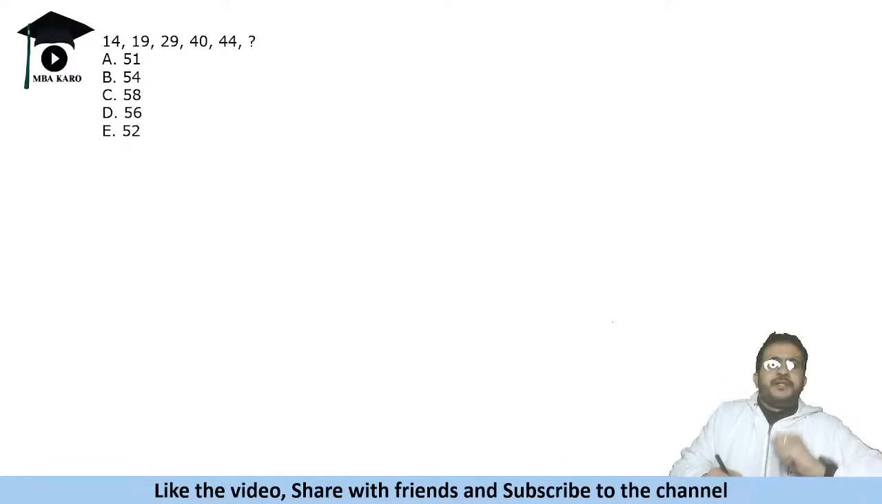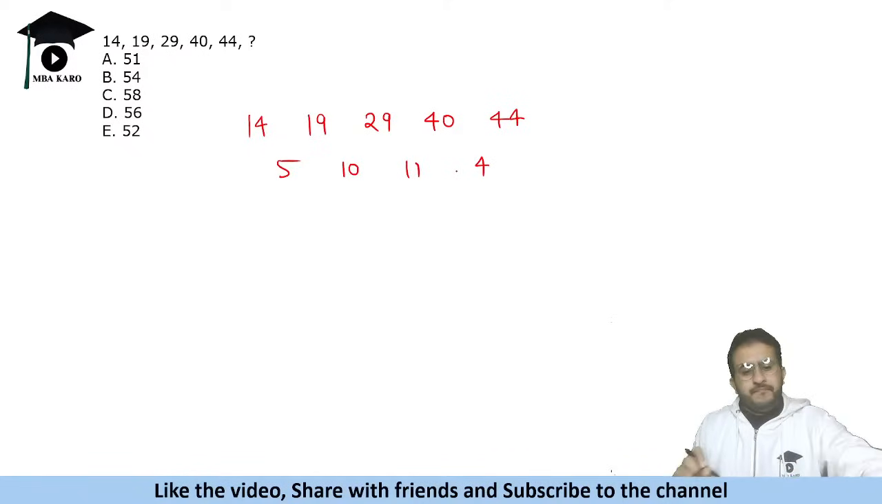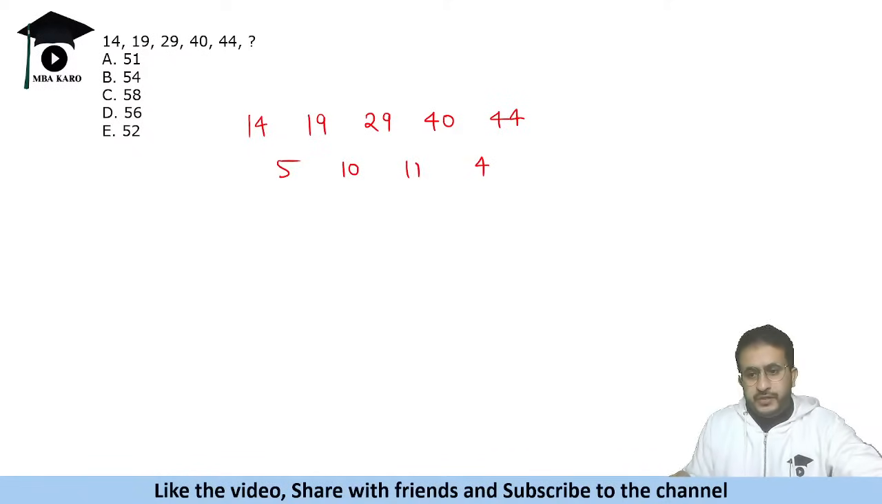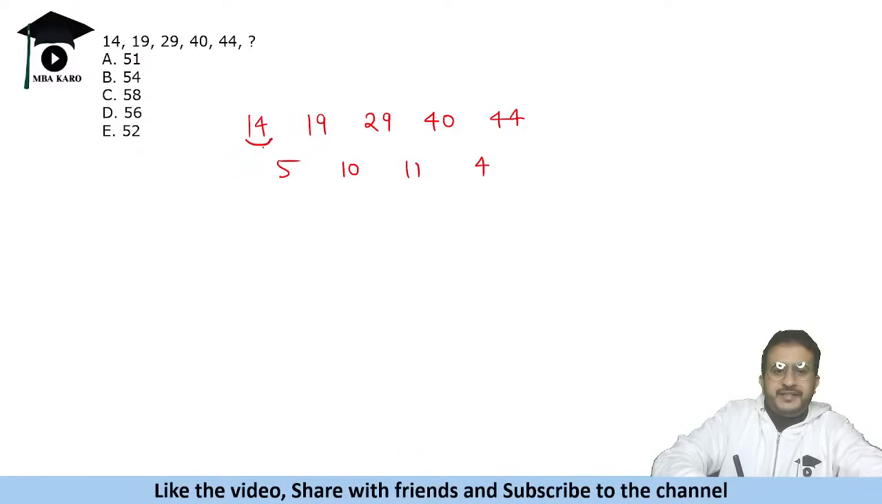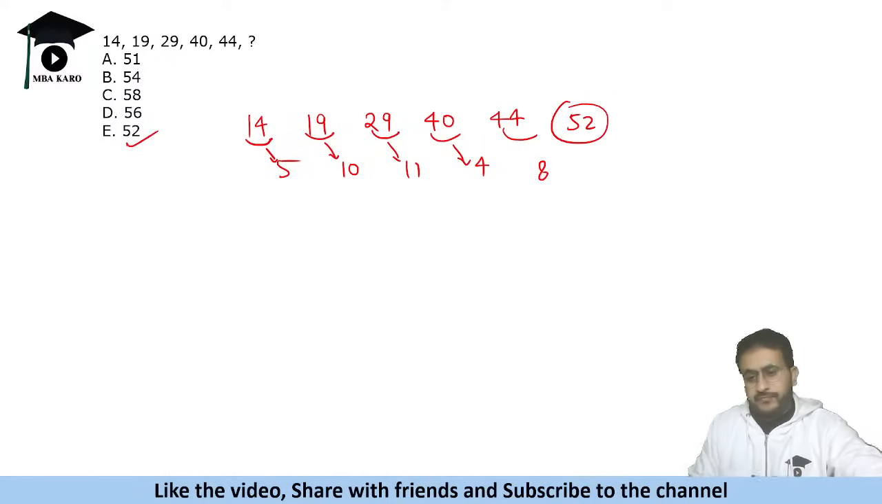So what would be the next number in this series? We have 14. The difference is 5, 10, 11, 4. How do we get the difference here? If you notice this, if we add these two digits, we get 5. If we add these two digits, so next would be 8. Okay, so the number will be 52. So this was a bit about thinking.